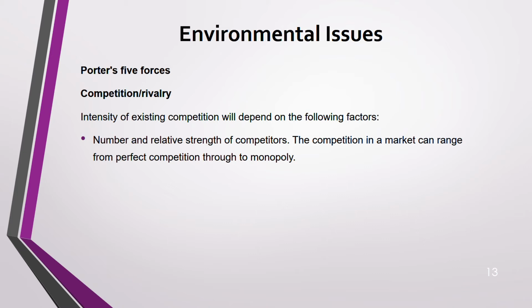So the competition in a market can range from perfect competition through to monopoly. See, if you are a monopoly, you have a high power, remember that, to charge high prices, because you are the only supplier there. People have to buy from you no matter what. Perfect competition is where there are so many competitors. Sometimes there are so many competitors, but their relative strength is not so much. They are weak. Sometimes competitors are less, but they are very powerful.